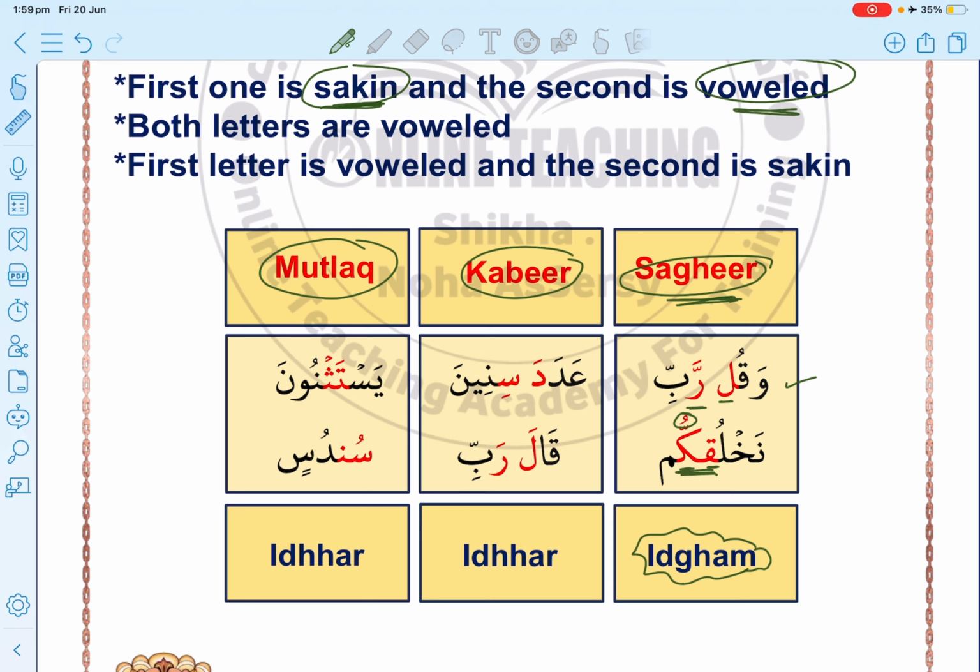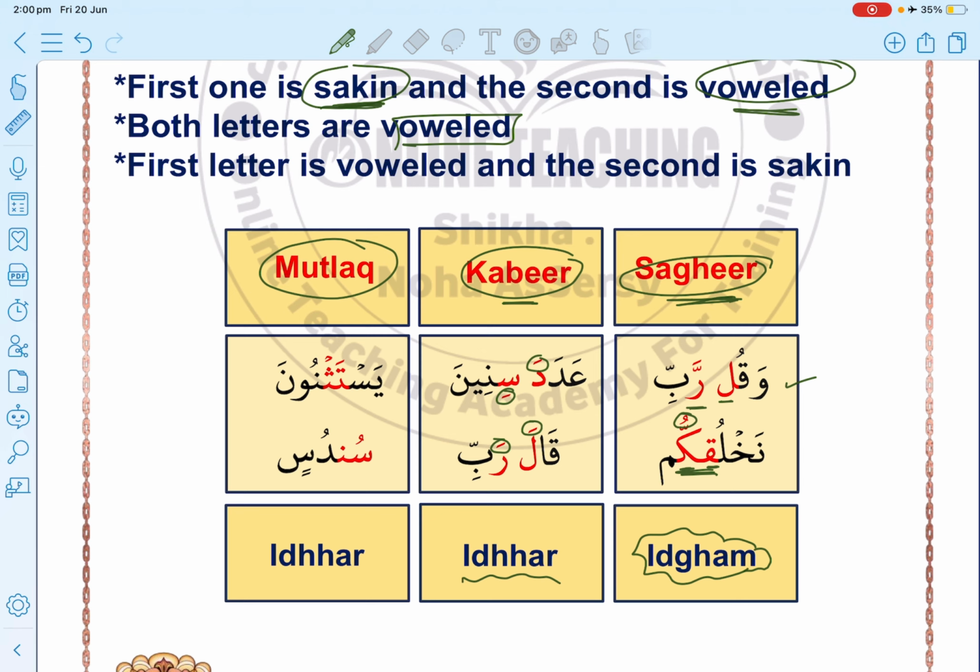Now let's move to the kabir. The kabir, as we mentioned before, is when both letters are voweled. So the dal here is voweled and the sin here is voweled, so the type is kabir. قال ربي. The lam here is voweled and the ra is voweled, so both of them are voweled. We will apply izhar without any merging. وقال ربي, there is no merging. عدد سنين, there is no merging.